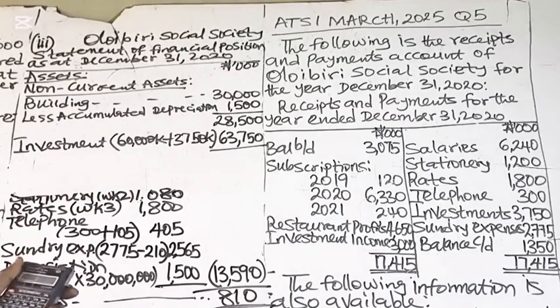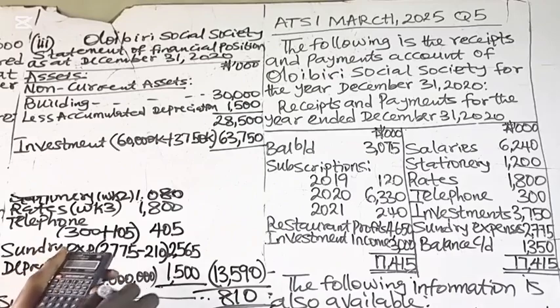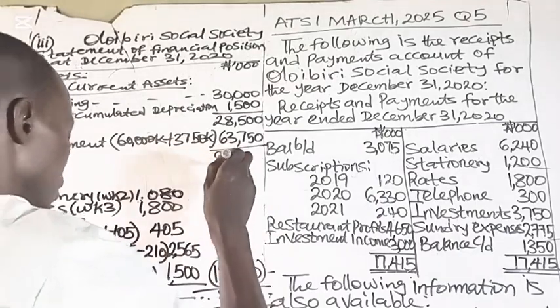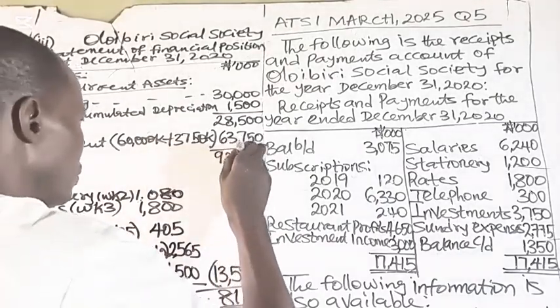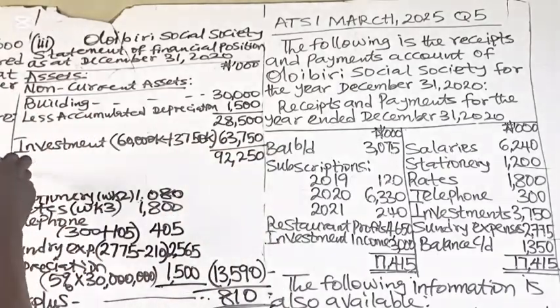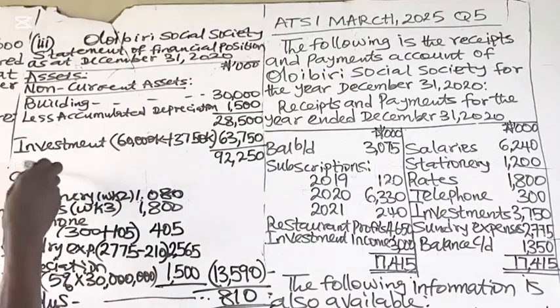That is the non-current asset we have. 28.5 million plus 63 million 750,000. So the non-current assets total 92 million 250,000. After non-current assets, we have the current assets.